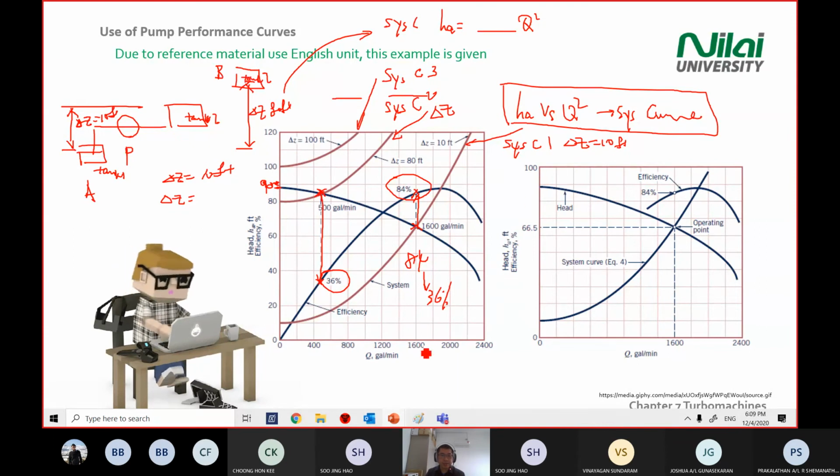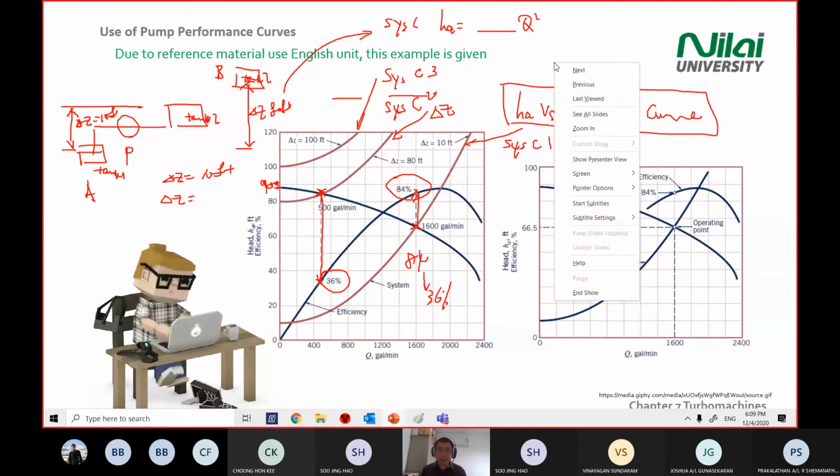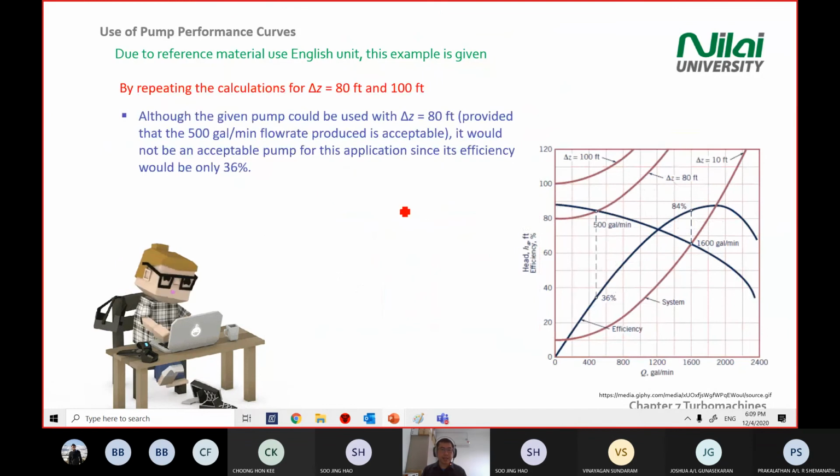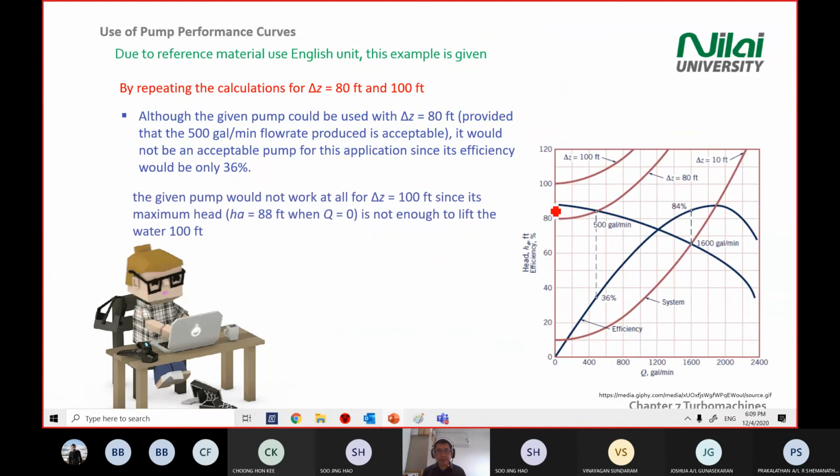You understand this graph? Any question? Any question on selecting a pump? Perfect. Okay, I think I explained it very clearly. All right. Okay. So it just explains why it doesn't work if your elevation is more than 80 feet or more than 90 feet. Okay, yeah.